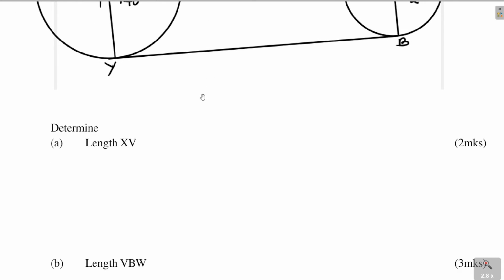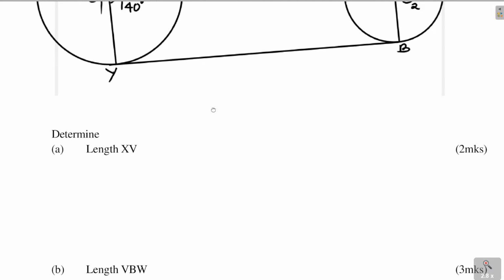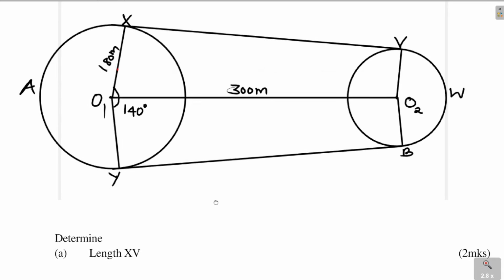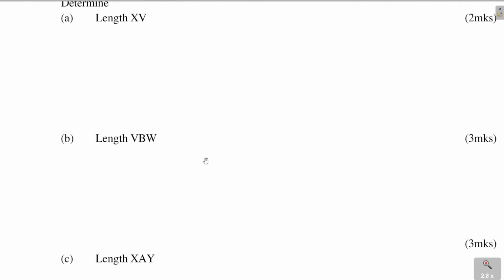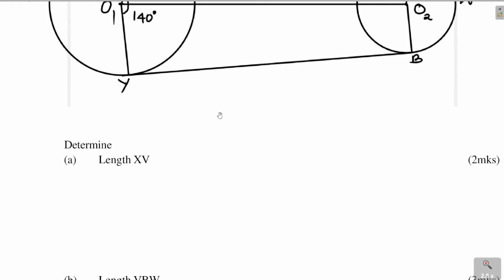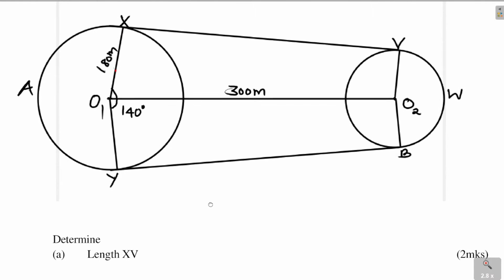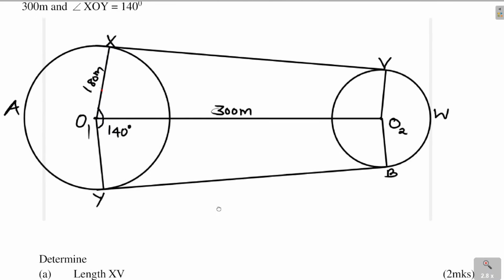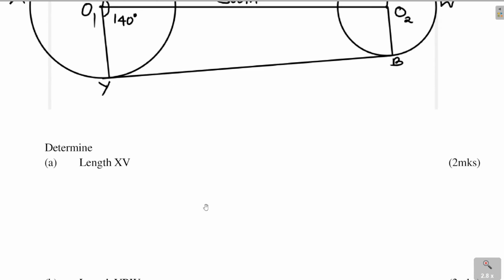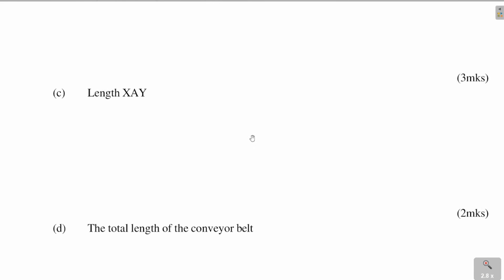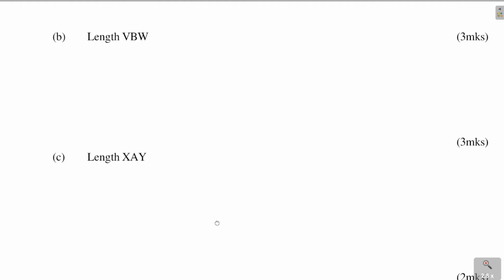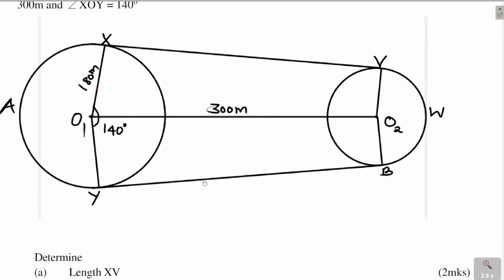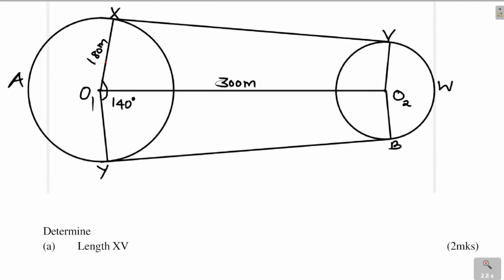So the questions: determine A, the length XV; B, the length VBW; part C, the length XAY, you can see them; and lastly, the total length of the conveyor belt. So those are the questions. Let's go to the first part, and in the first part you're required to get the length XV.